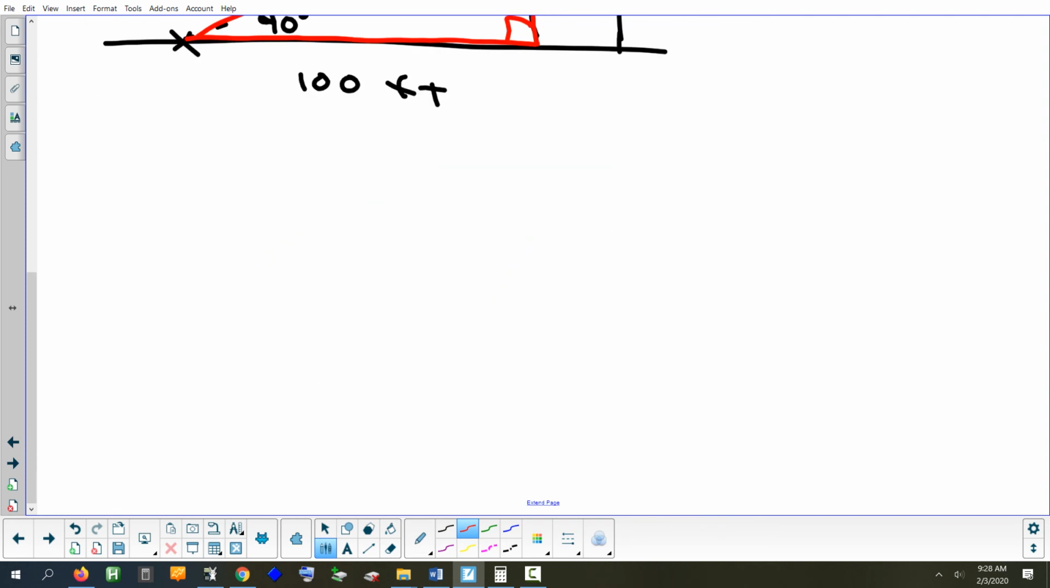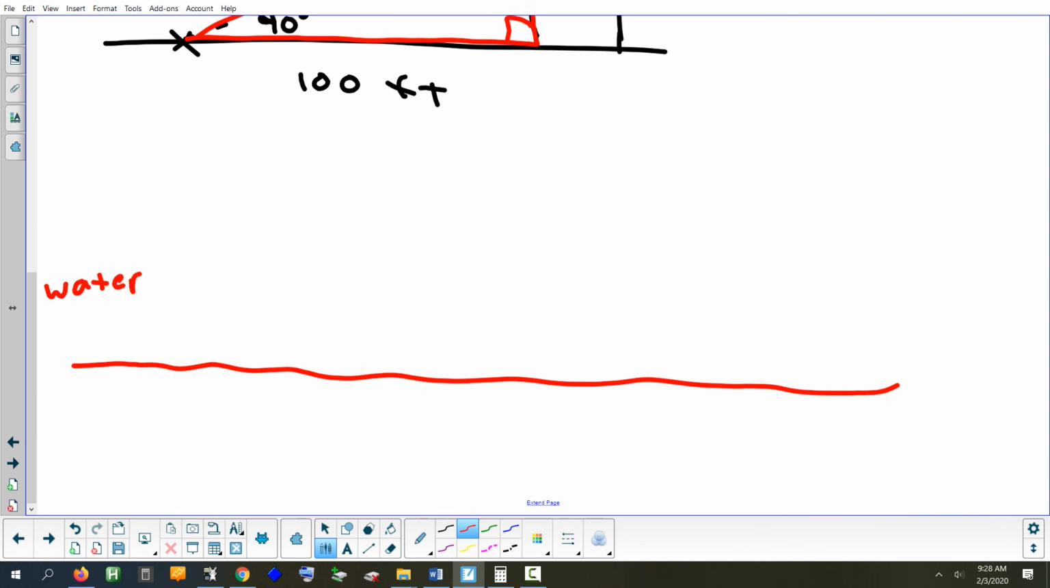Another example is a non-right triangle. Let's say you've got this. This is going to be water on this side. It's going to be land. Out here, you get a boat. And there's 2 Coast Guard stations on the land. Like that.